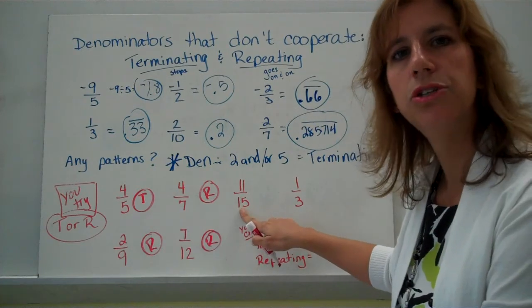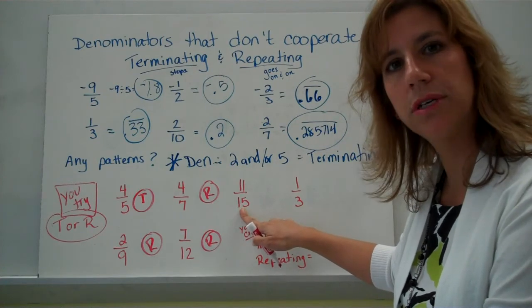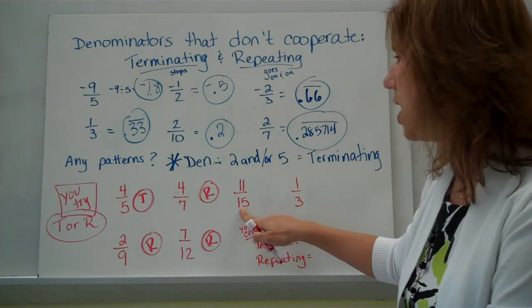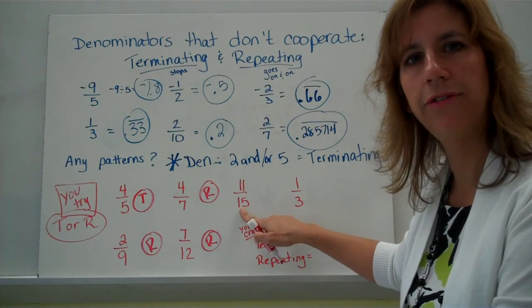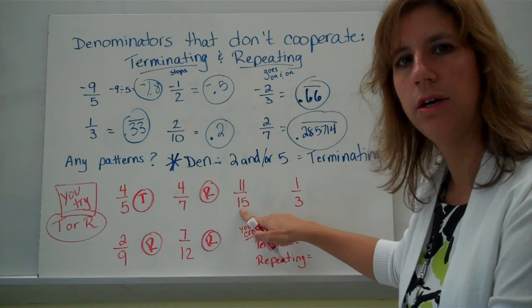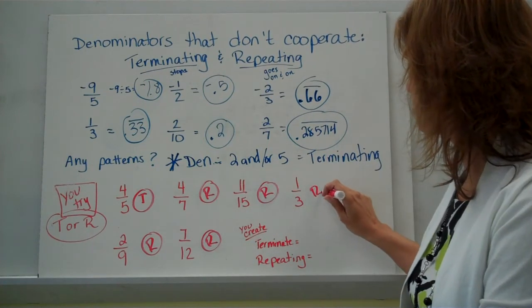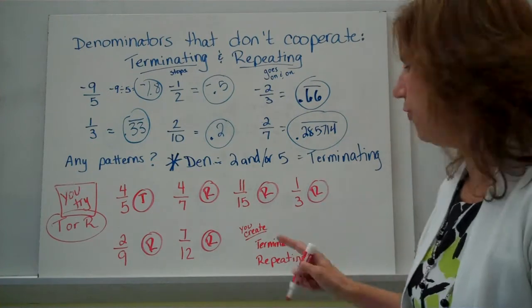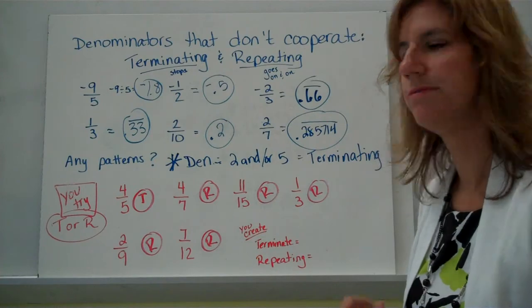How about this one? 2 doesn't go into it, 5 does, but so do some other numbers. 3 goes into 15 also. So this is not terminating. If it's only divisible by 2 and/or 5. Only. So if 3 can go into it, that is going to be repeating. And this one is repeating too. Hopefully you've created your own notes. If you haven't, go ahead and do so, because we're going to review that in class.